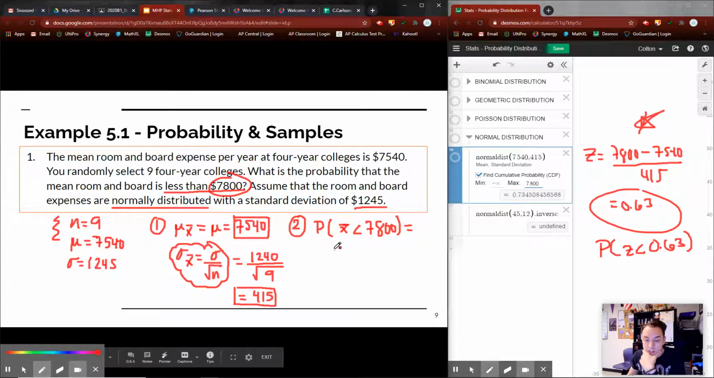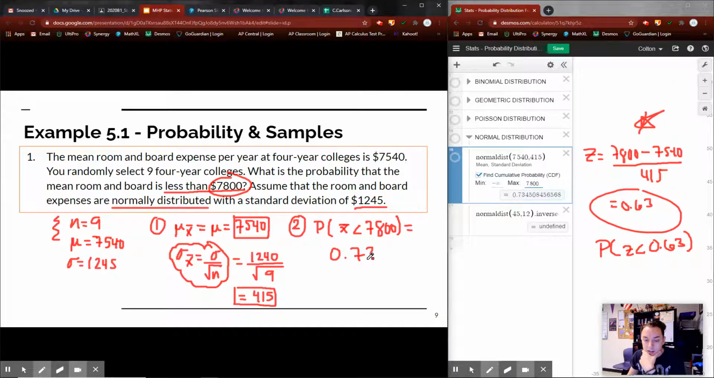So I'm going to write this over here: 0.7345, so roughly 73.45%. What's the interpretation here? Of nine colleges, approximately 73.5% have an average tuition that is less than 7,800, or a mean room and board that is less than 7,800. That's the interpretation there. Fantastic.